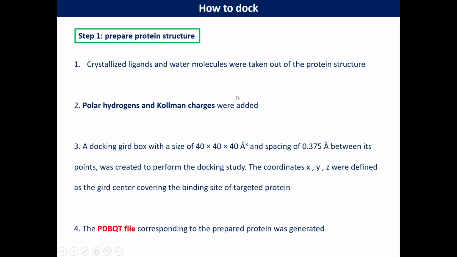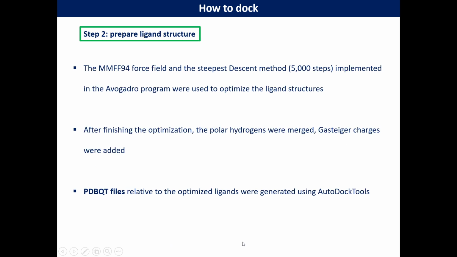Next, you need to remove the ligands and water from the protein structure, and you also need to add hydrogens and Gasteiger charges to the protein structure. After that, you need to calculate the coordinates x, y, z, and finally you need to export to a PDBQT file for molecular docking.